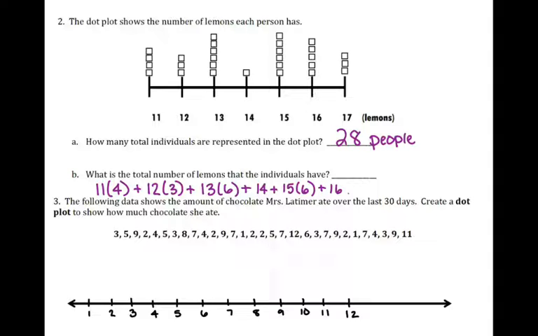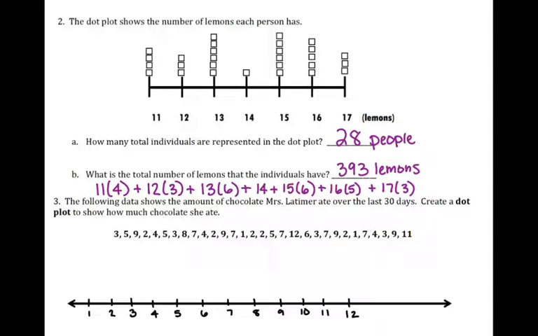For the 16 lemons, there were 5 people that had 16 lemons. And there were 3 people that had 17 lemons. So after you go through all of that multiplication and add everything together, there ends up being 393 lemons all together. For number 3, the following data shows the amount of chocolate Mrs. Latimer ate over the last 30 days. Create a dot plot to show how much chocolate she ate.